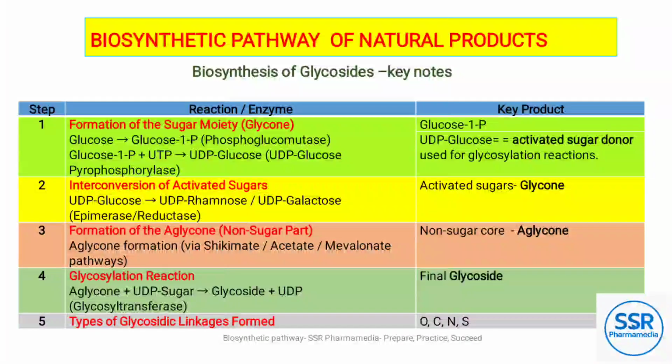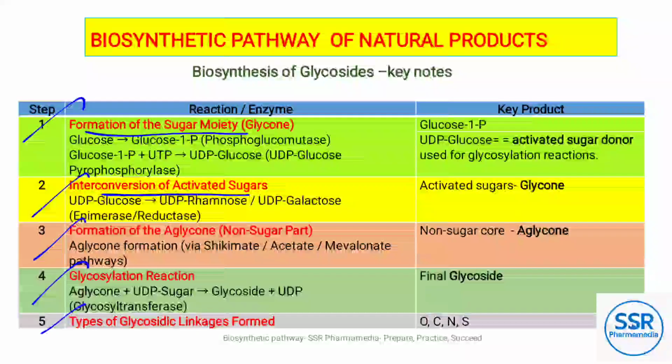We have already discussed this: step 1, step 2, step 3, step 4, step 5. Step 1 is the formation of the sugar moiety. Step 2 is the interconversion of activated sugar. Step 3 is the formation of aglycone, that means the non-sugar part. Step 4 is the glycosylation reaction to form the final glycosides. And the final step is the types of glycosidic linkage formed. So there are four glycosidic linkages: O, C, N and S. Take a snapshot of this slide and read it.